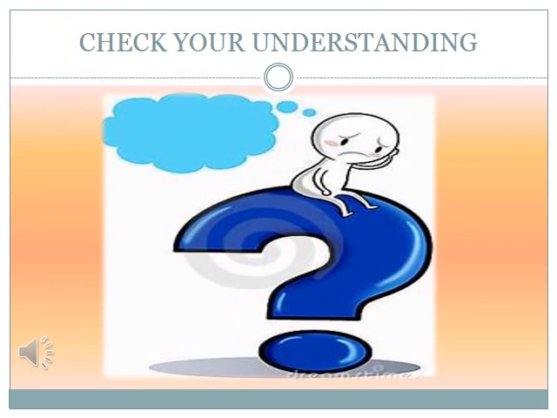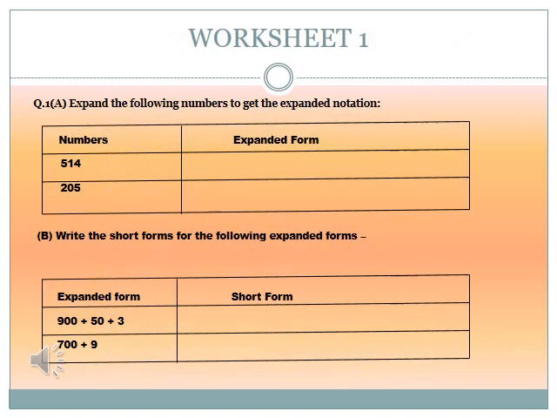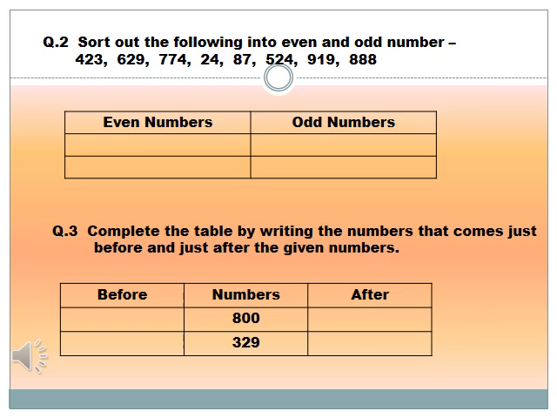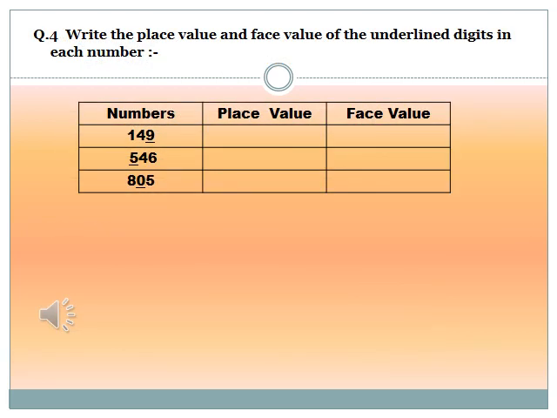Children, it is time to check your understanding. For this, I have given you a worksheet which you have to solve in 2 days. Worksheet contains 4 questions. Question 1A, expand the following numbers to get the expanded notation. Write the short forms for the following expanded forms. Question 2, sort out the following into even and odd numbers. Question 3, complete the table by writing the numbers that come just before and just after the given numbers. Question 4, write the place value and face value of the underlined digits in each number.